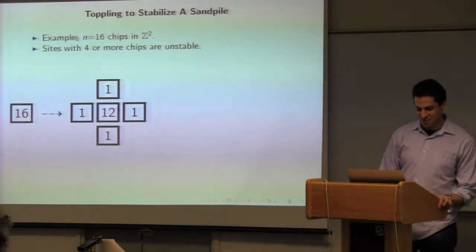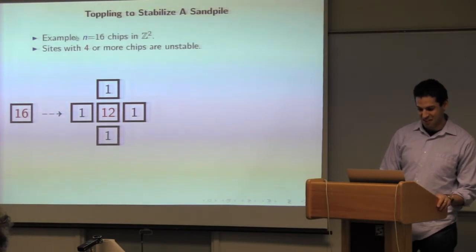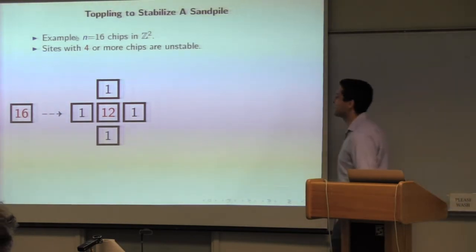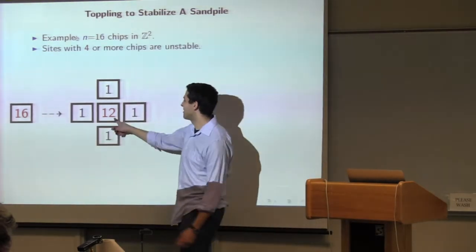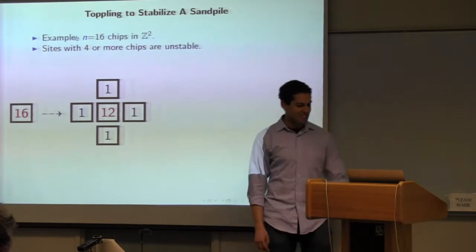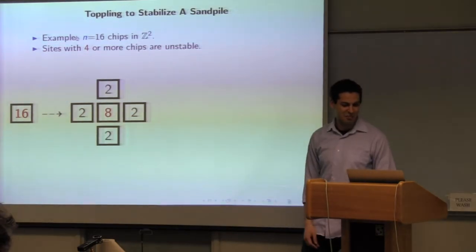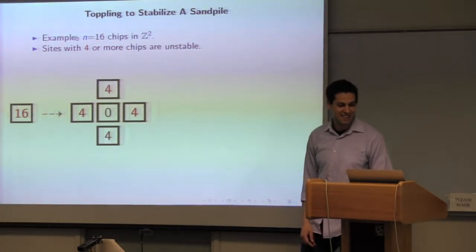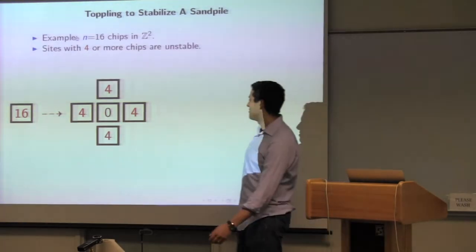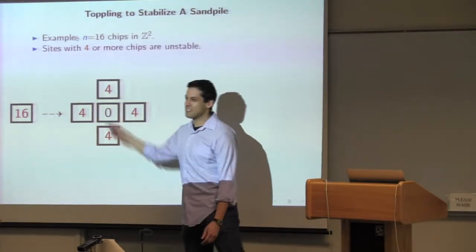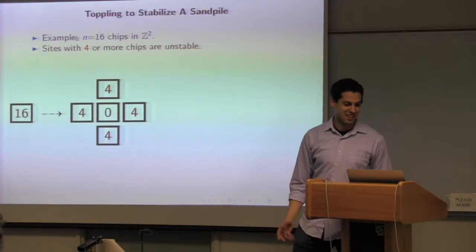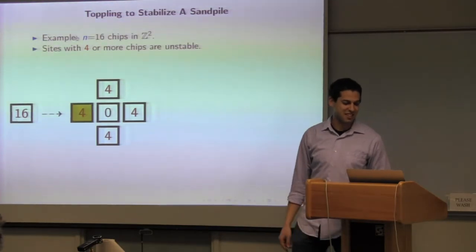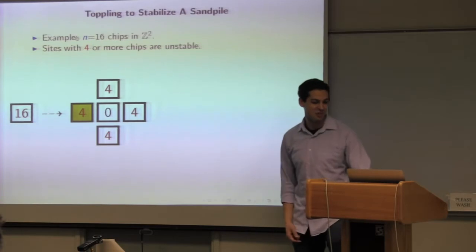Okay, let me give you an example to make sure we understand the rules. So suppose n was 16, there's 16 chips at the origin. 16 is bigger than 4, so we can topple, sending one to each neighbor. 12 is still bigger than 4, so we can topple again, and again, and again. Okay, and now the neighbors of the origin have become unstable, and I now have several unstable sites, and I could topple them in several different orders.